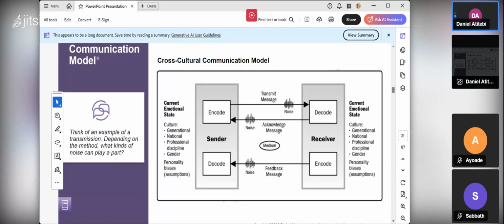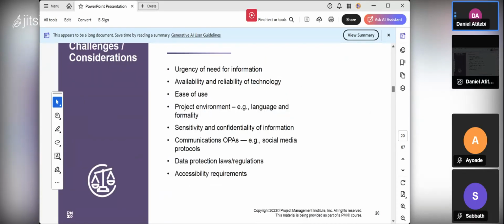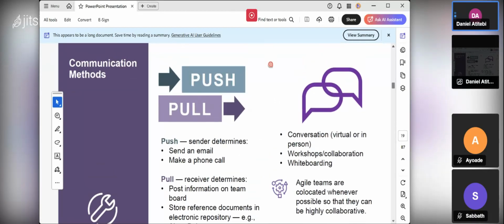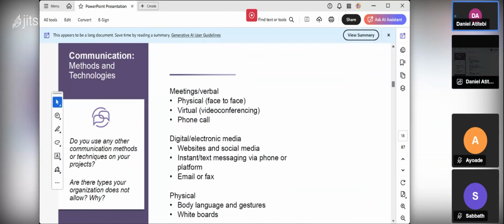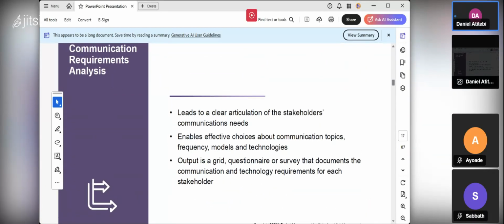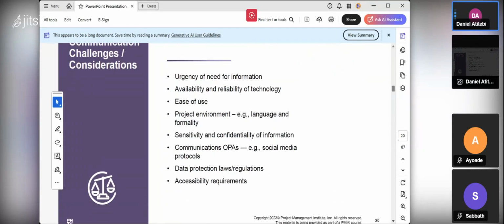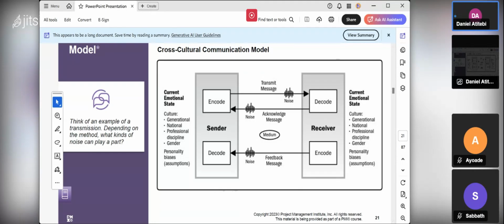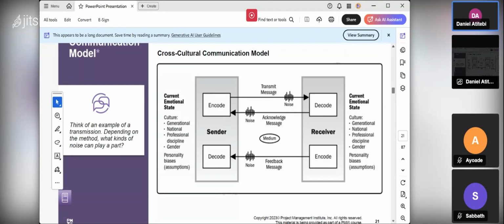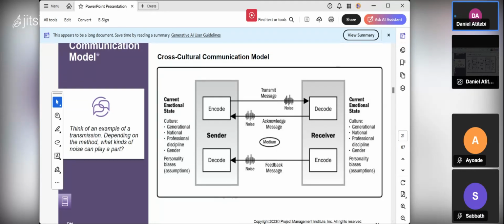Now let's look at the model. We have looked at the methods. Can I say method and technology? We have method, we have model. Every communication has a similar model. That's what they want us to know here. You can see this diagram. I hope you people are still there. Okay. Look at the model.